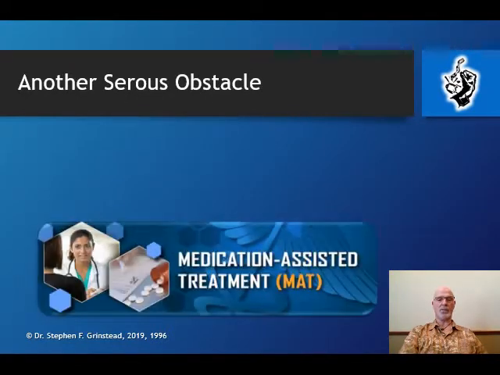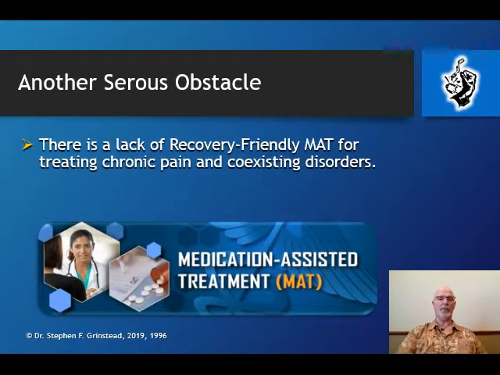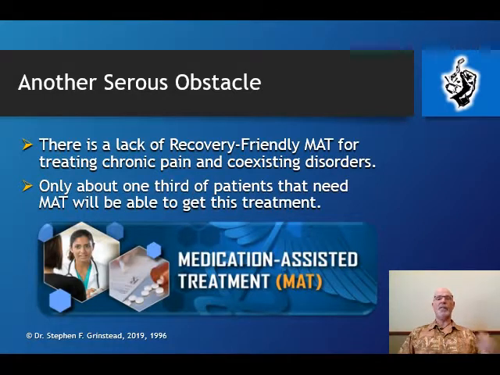Another serious obstacle is medication-assisted treatment, or the lack of. There's serious lack of people being able to access recovery-friendly MAT for treating chronic pain with coexisting disorders. In fact, only about a third of the people that really need it are going to be able to get it. This needs to change, but it needs to change in a way that people are not just implementing medication as part of it, but also psychosocial modalities need to be involved.